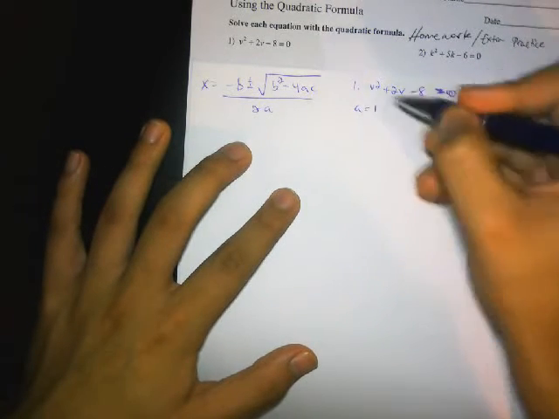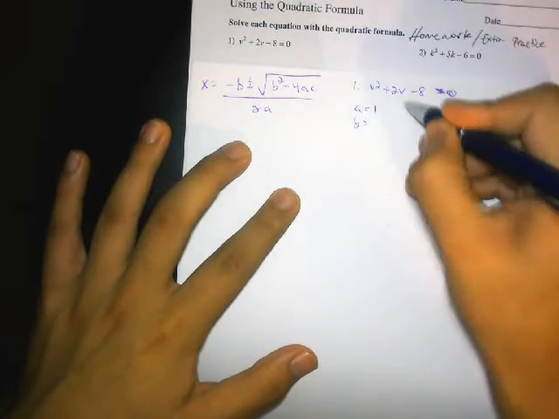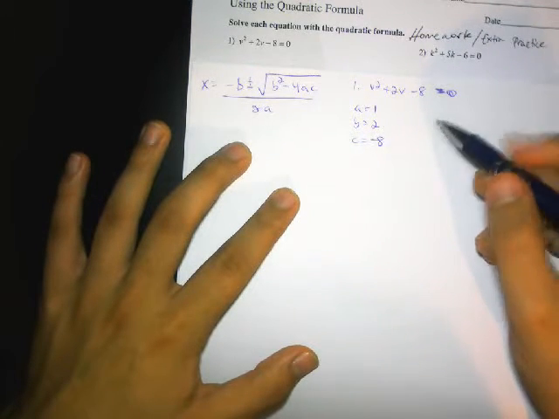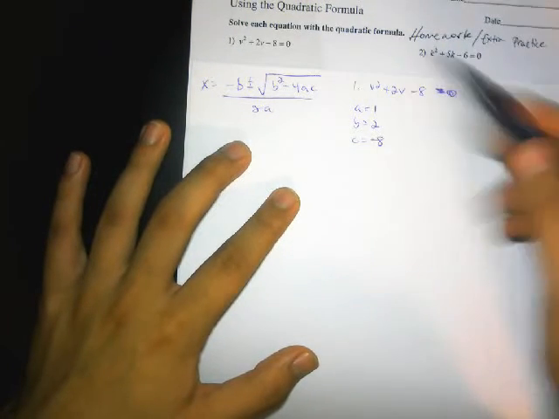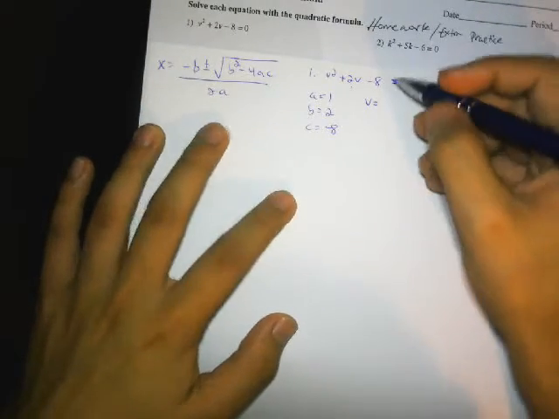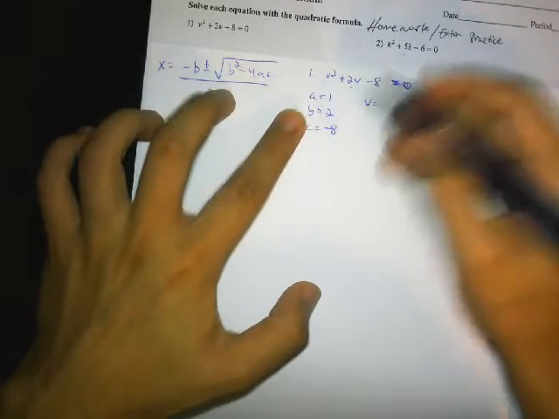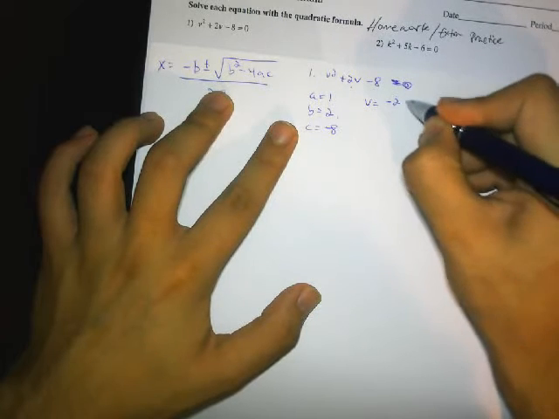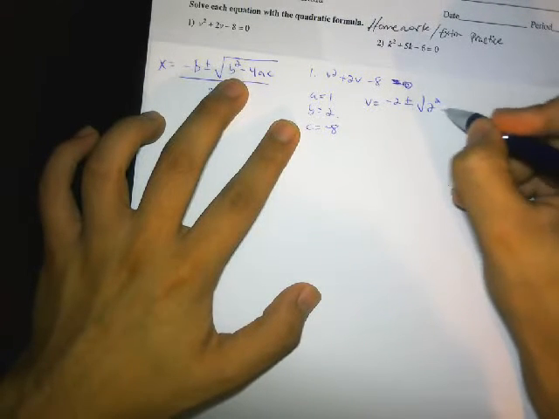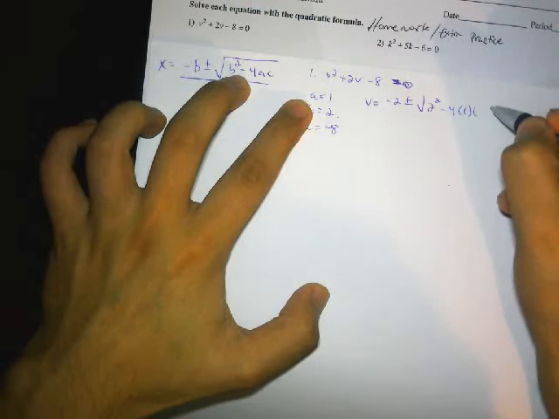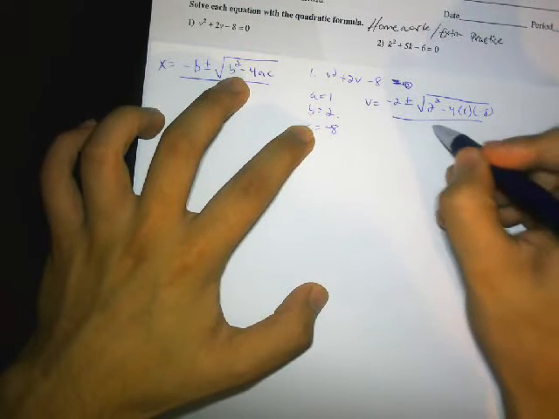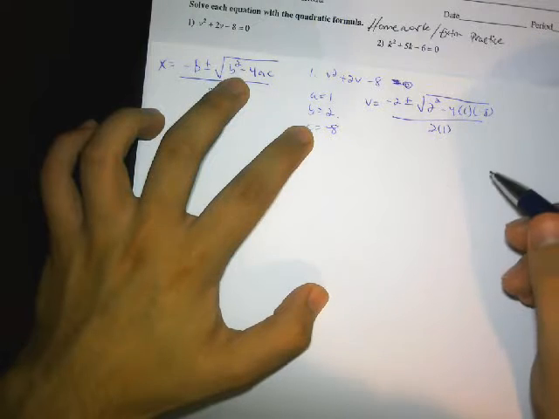My a here is 1, my b is 2, and my c is negative 8. Now that I know that, I can just go ahead and plug into my formula here. So v is equal to negative b. My b is 2, so negative b is negative 2, plus or minus the square root of b squared minus 4 times a times c, and all of that is over 2 times a, 2a.